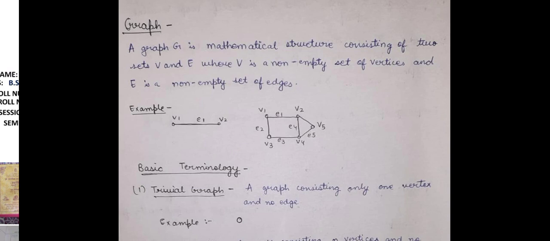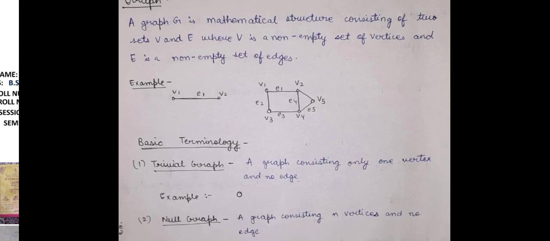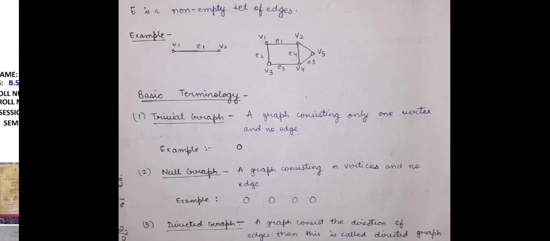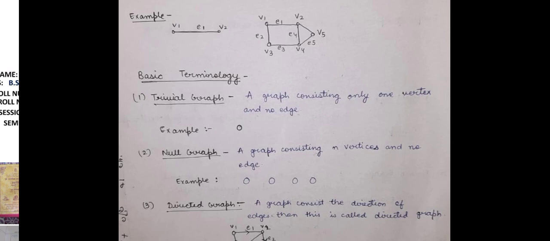Here, the graph G is a mathematical structure consisting of two sets, V and E, where V is a non-empty set of vertices and E is a non-empty set of edges. So, for example, we have V1, E1 and V2, where E1 is a non-empty set of edges and V1 and V2 are non-empty sets of vertices. Now, the basic terminology in graph theory.